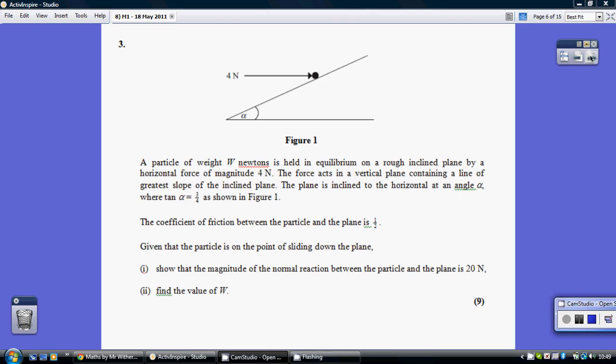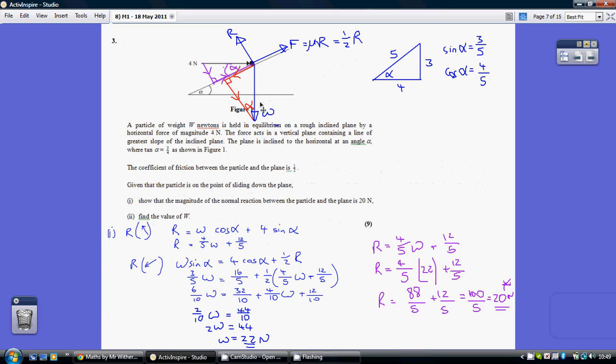Question 3. So really a lot of preliminary work needs to be done here. We're told that tan alpha is 3/4. So alpha, opposite over adjacent, is 3 and 4. It's the classic 3, 4, 5 triangle, so we can see that sin alpha, opposite over hypotenuse, is 3/5 and cos alpha is 4/5.